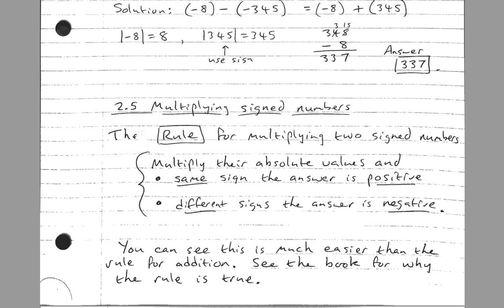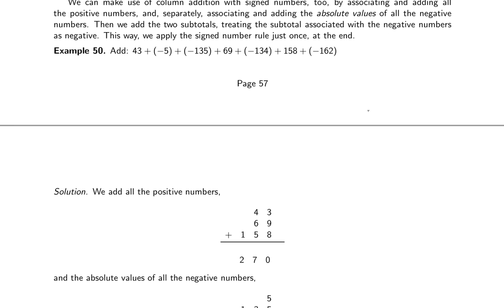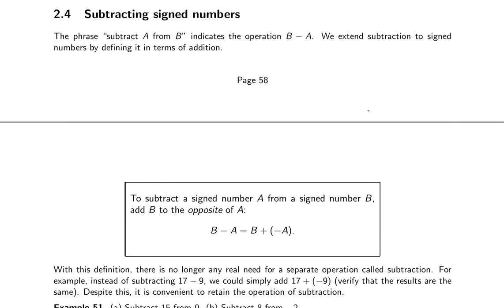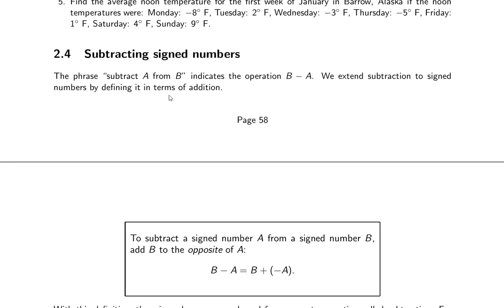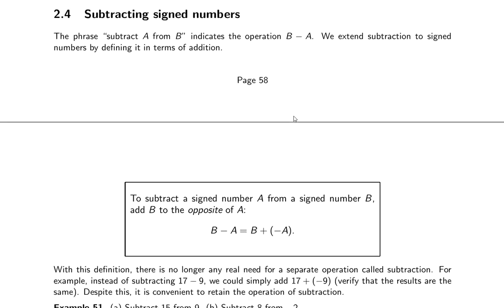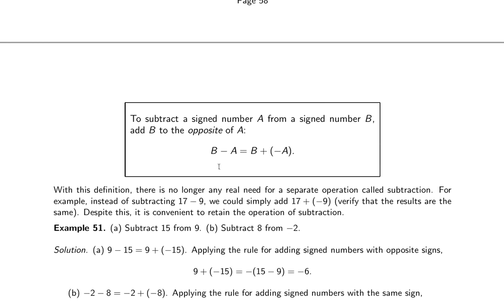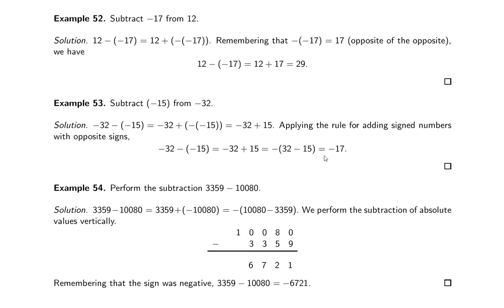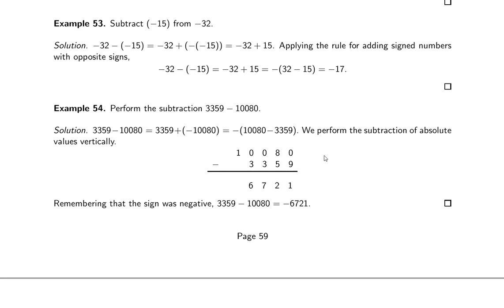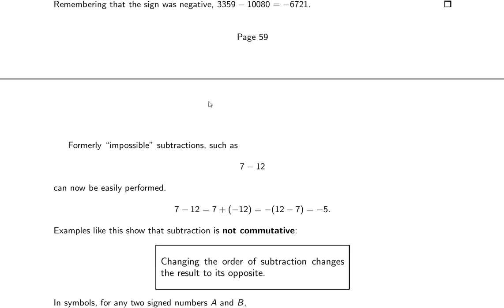Where does this rule come from? Just a quick look in the book. So here's subtracting signed numbers, and it's the same rule. Subtracting A from B: keep the B, change the subtraction to an addition, and use the opposite of A. More examples here.